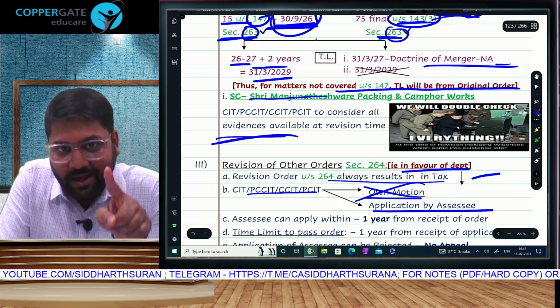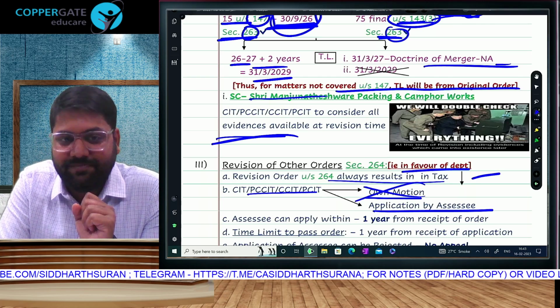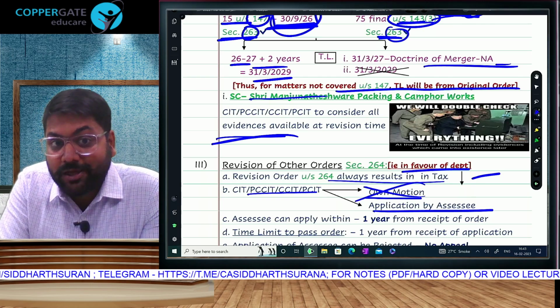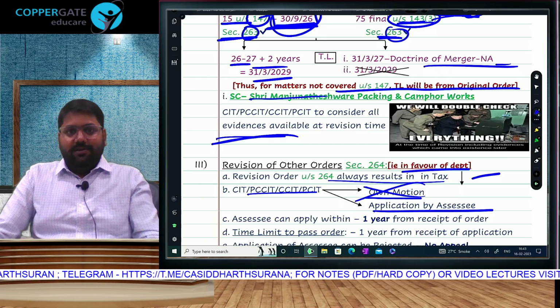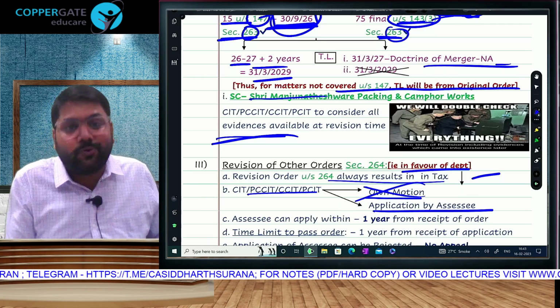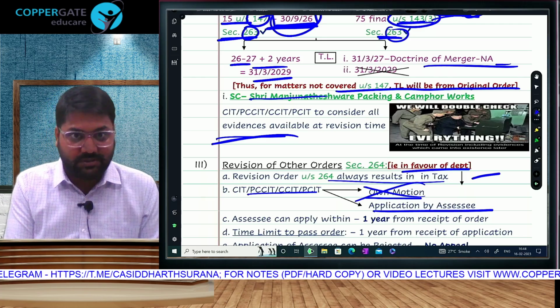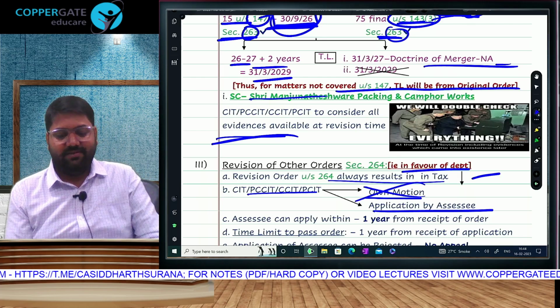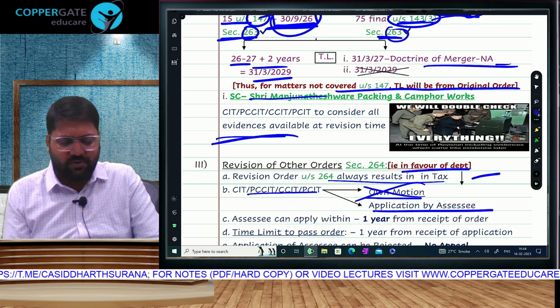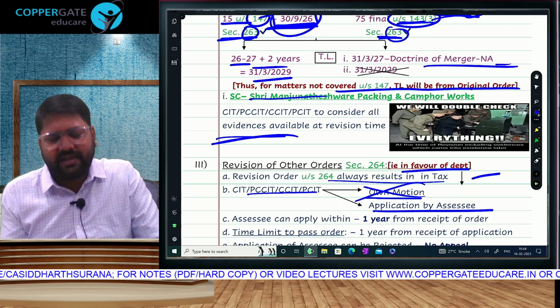But what if I tell you, in real life, this will also not happen. Reason being, here, if your case gets rejected, you cannot appeal. It is rather better to go to CIT appeals where you may lose, but you can at least fight further. So, application of assessee is also practically not possible.